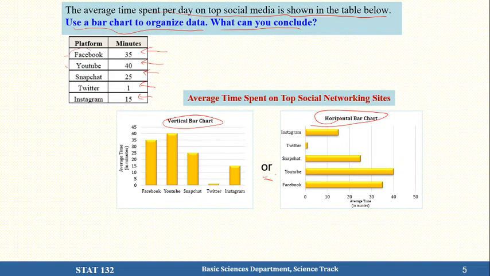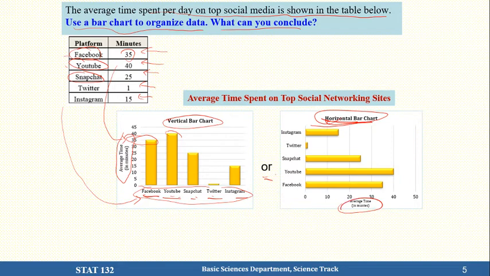Here we write the Facebook, YouTube, and the platform names here, and then we make the bars depending on the height. Here it's 35 for Facebook, YouTube 40, then right here, what variable is it? Average time. What category is it? The platforms, you write their names, the values. And the same thing happens in the horizontal chart, except the bars are horizontal here. So the frequency will be here then, and the values of the category is given here vertically.